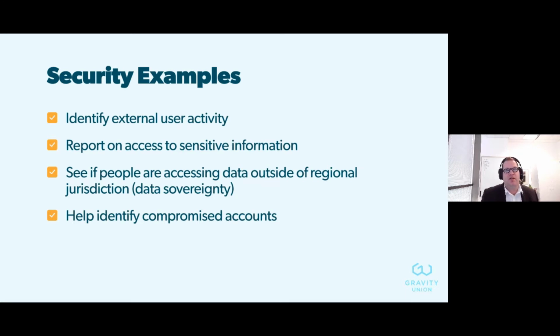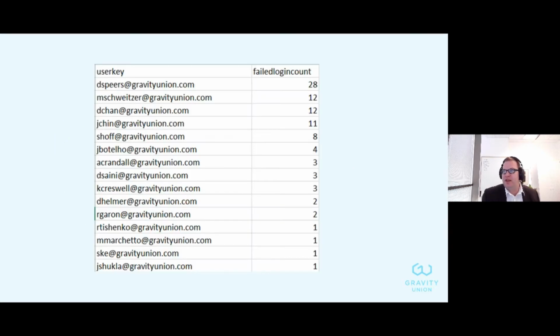Looking at failed login attempts, we can see if people are trying to hack things. For example, here we can do a failed login attempt count. If we see those higher numbers, maybe it's a conversation to have with people: hey, just double checking, you seem to have a lot of failed logins. Does that seem right to you? Or do you think someone's trying to hack into your account? D. Spears is our IT administrator, so that certainly could be scary if someone is trying to hack into his account.